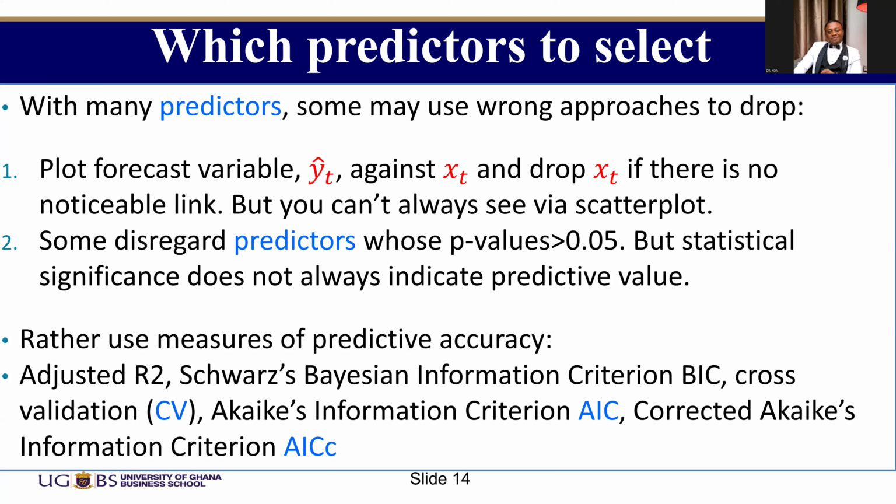What you have to do is use proper measures of predictive accuracy. What are they? Adjusted R-square. The Schwartz-Bayesian information criterion. The cross-validation approach. The Akaike information criterion. The corrected Akaike information criterion. The ones that I love the most, and which are most used, are the last three: the CV, the AIC, and the AICc. You will learn these properly in further analysis of prediction. So prediction is a very, very important thing, and you can do that.